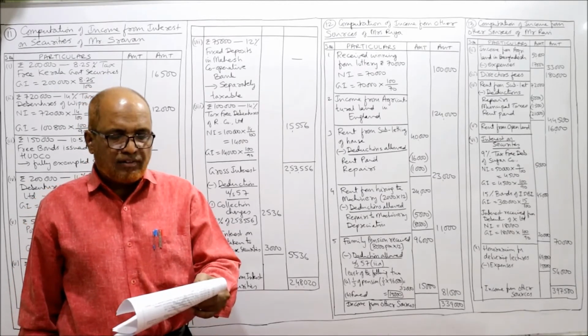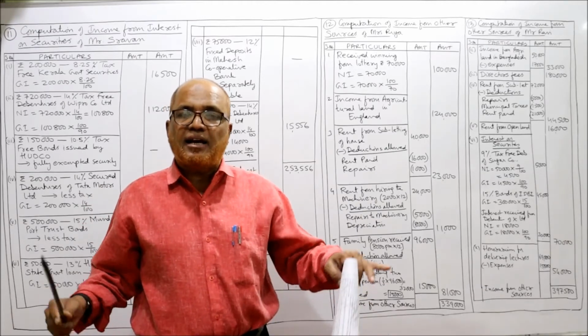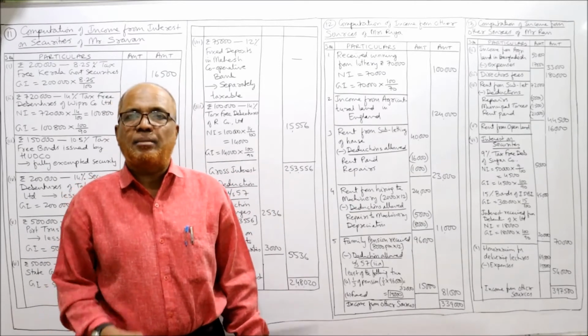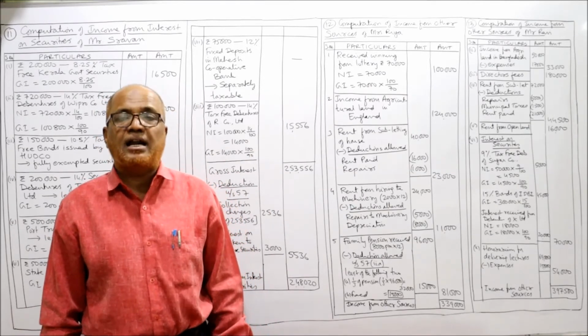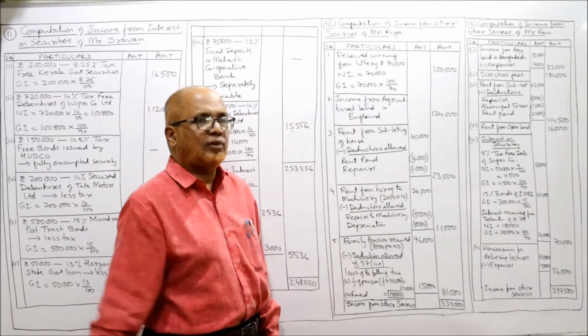Next, received from agricultural land in England. Agricultural income in India is exempted, whereas agricultural income received outside India is fully taxable under income from other sources. So income from agricultural land in England, 1,24,000.